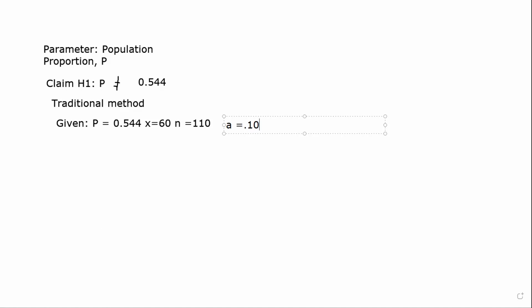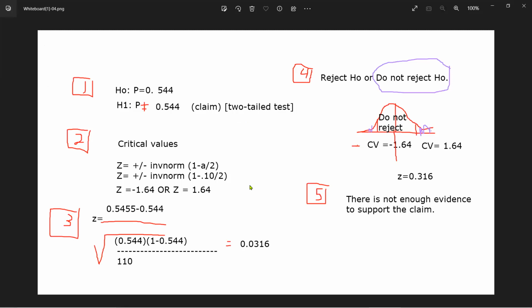So now let's do our critical values. This is going to be the inverse norm of 1 minus alpha over 2. And remember, because this is the Z distribution, we're symmetric, so you don't have to put in both separately. You could, but you don't have to. I used the right side here. So I did inverse norm of 1 minus 0.10 divided by 2, and Z was equal to negative 1.64, or Z equals positive 1.64.